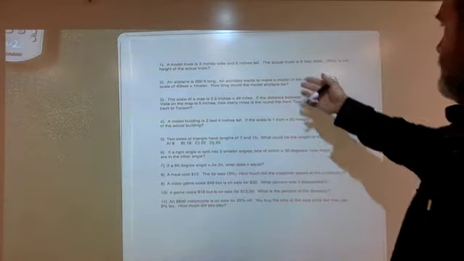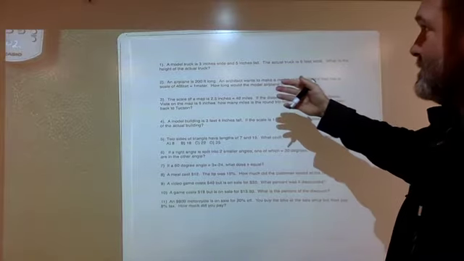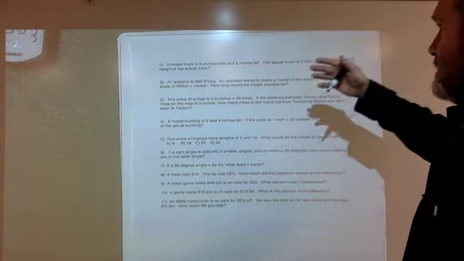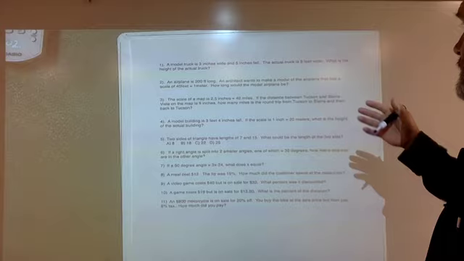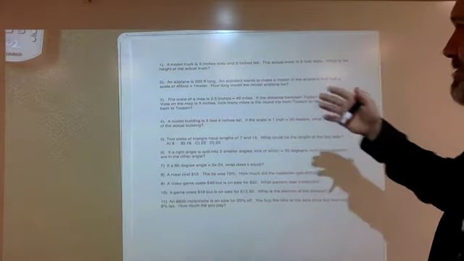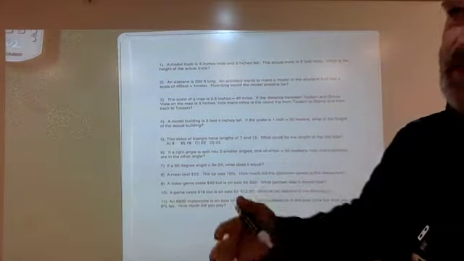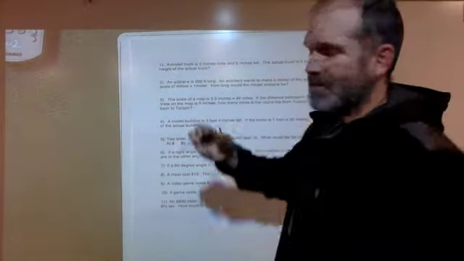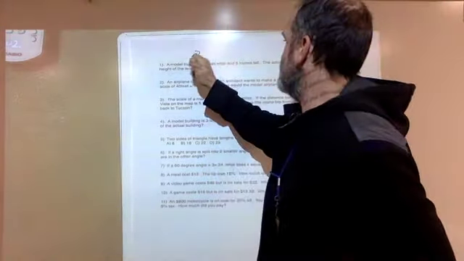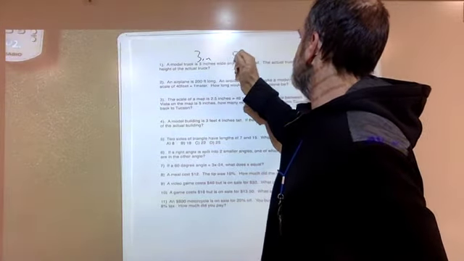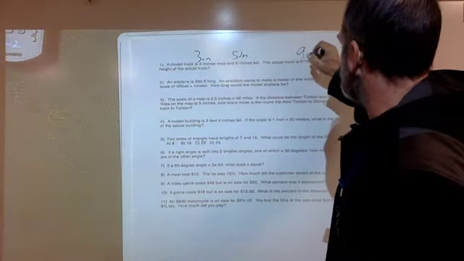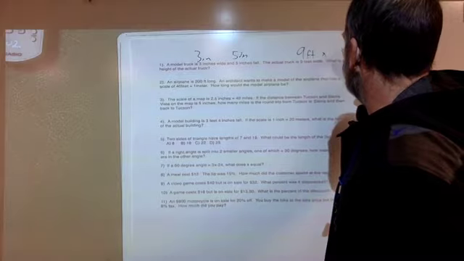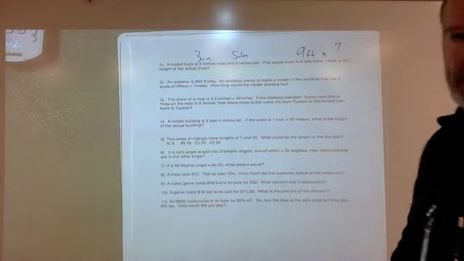And here, the first one asks you what the size of the actual truck would be, and you're given one dimension. So I'm not explaining that very well. Let me just tell you what you have. You have a little tiny model truck that's 3 inches by 5 inches. And then the actual truck is 9 feet by we don't know what. We're trying to figure out how tall it is.